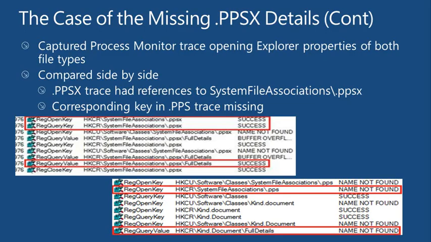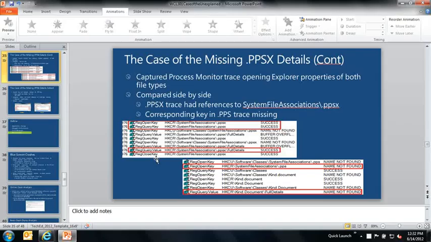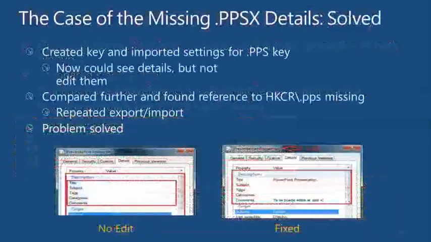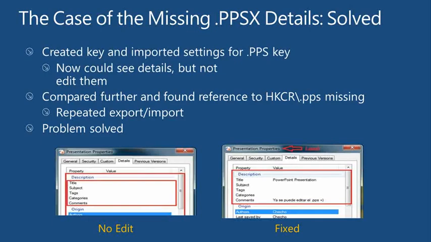Now, the case wasn't completely done for him at that point, because the marketing people, when he gave it back to them that way, they said, wait a minute, we can't edit those settings, so we still can't get any work done. So he had to do it again, and he did it again. That's another reference to HKEY_CLASSES_ROOT PPS missing, another one, and repeated the import export, and now you can see the no edit and the fixed. Finally got the marketing people to go find some other excuse not to get any work done. So that is the example of the side-by-side, which I find in many cases to be the key to getting a clue to solve a problem.